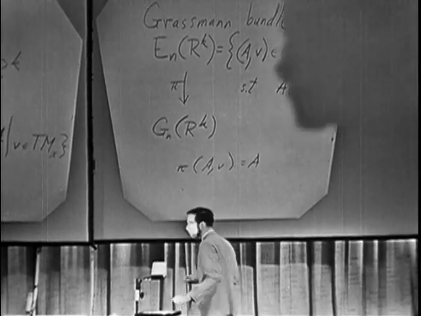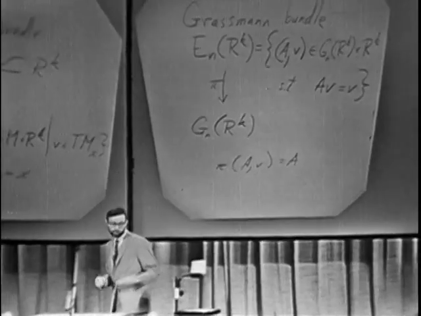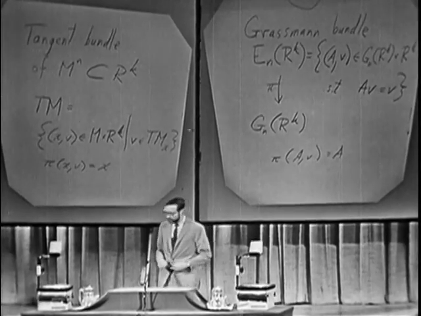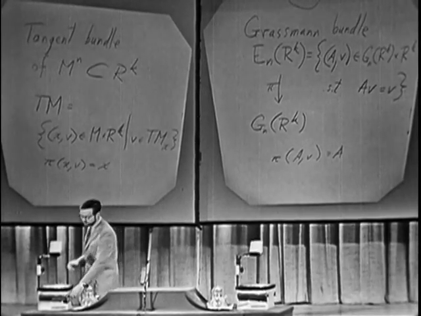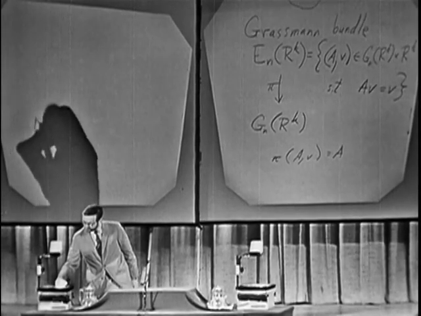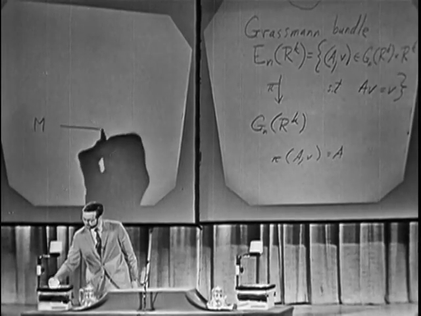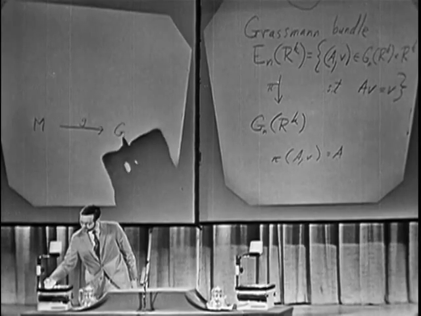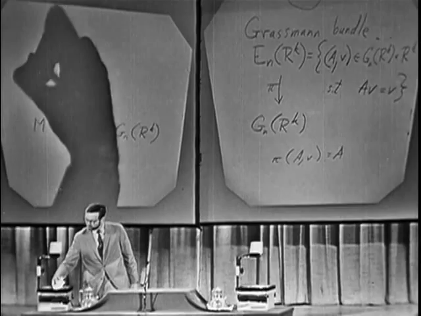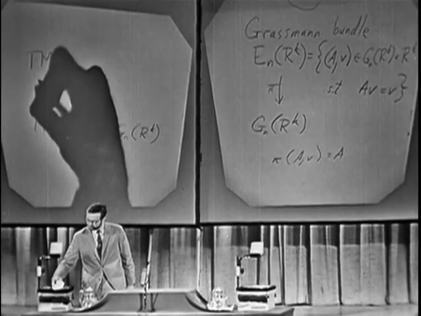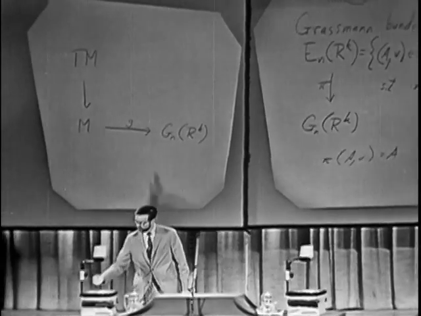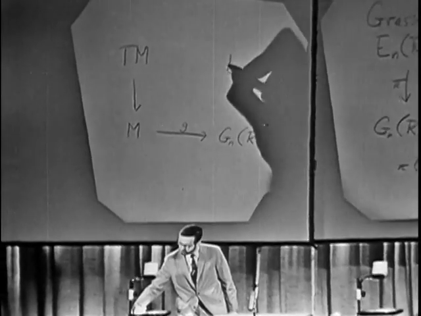And these two examples of vector bundles, the Grassmann bundle and the tangent bundle, are related by the Gauss mapping. Namely, suppose we have the manifold M^n and the Gauss mapping carrying it to G_n(R^k). Now over M one has the tangent bundle, and over the Grassmann manifold one has the Grassmann bundle.